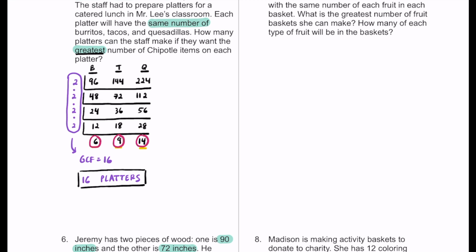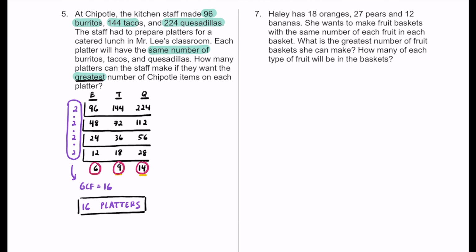Here's number 7. For number 7, we can see that Haley has 18 oranges, 27 pears, and 12 bananas. All right, it's a lot of fruit. She wants to make fruit baskets with the same number, so it means common, same number of each fruit in each basket. What's the greatest? So I think we're talking about GCF, some keywords in the word problem. The greatest number of fruit baskets that she can make. So that's the first question.